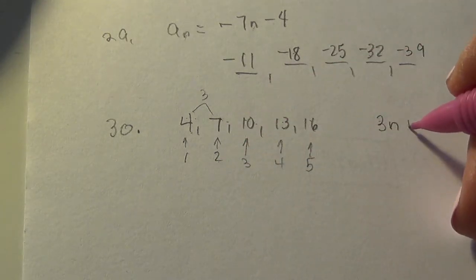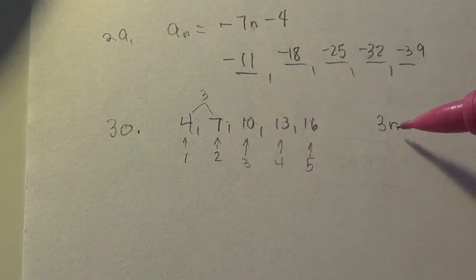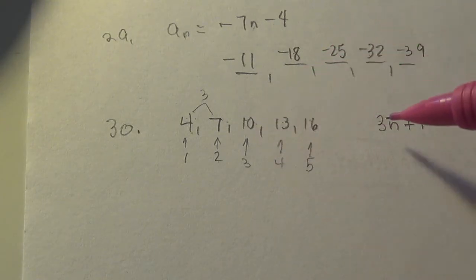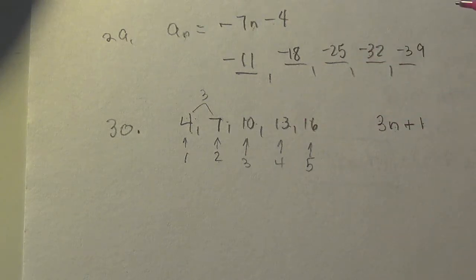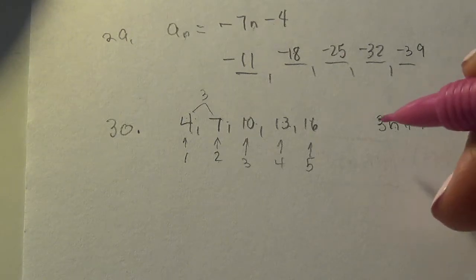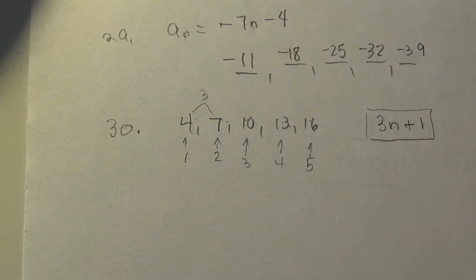So what if I just add 1? We'll check it for 3. 3 times 3 plus 1 is 10. 4. 3 times 4 plus 1. Yep. Okay. We got it. So some of them aren't quite that easy. You just have to try different things. Look for squares. Look for square roots. And see what you can come up with.